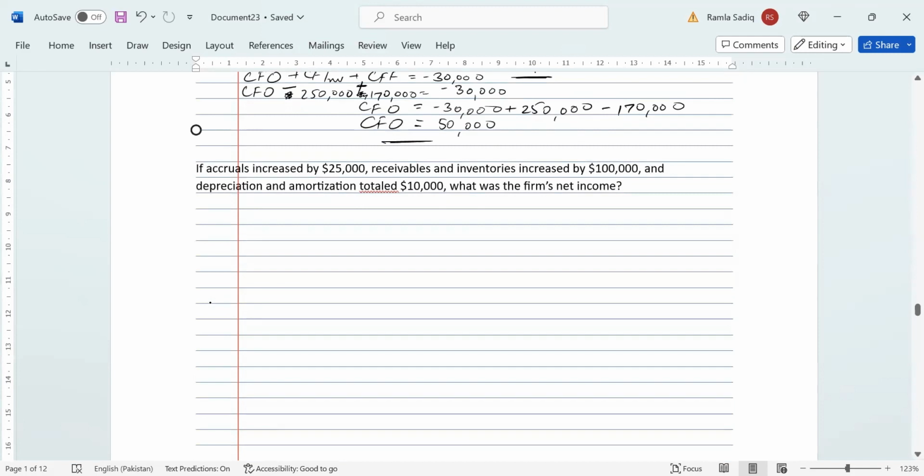All right, now this part is interesting because it says that if accruals increased by $25,000, receivables and inventories increased by $100,000, and depreciation and amortization totaled $10,000, what was the firm's net income?